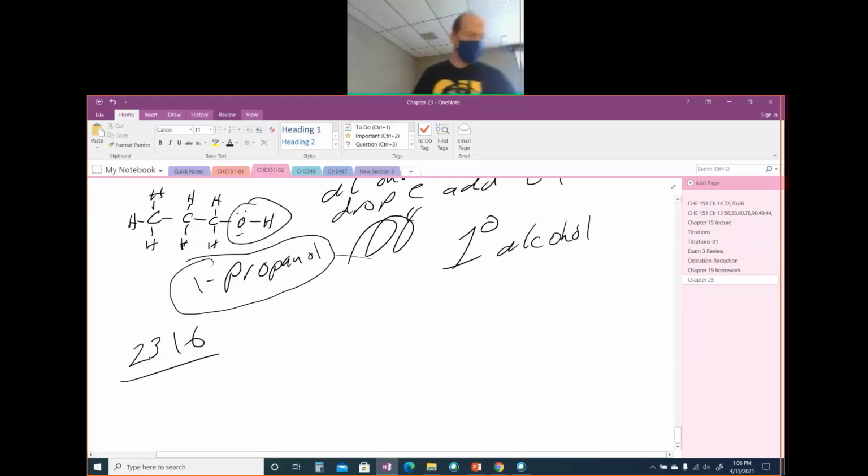Which of the following could exist as cis-trans? All right, so what you're looking for here is, well, you're going to have a double bond for cis-trans.